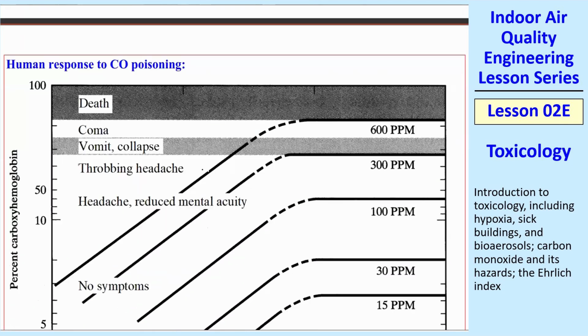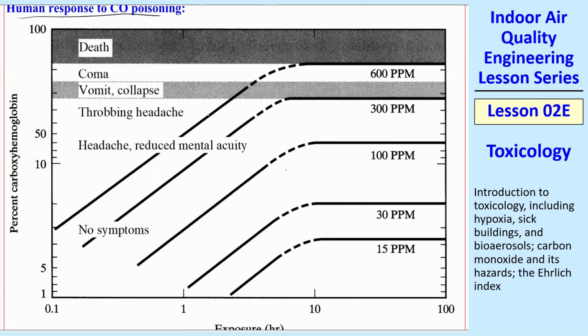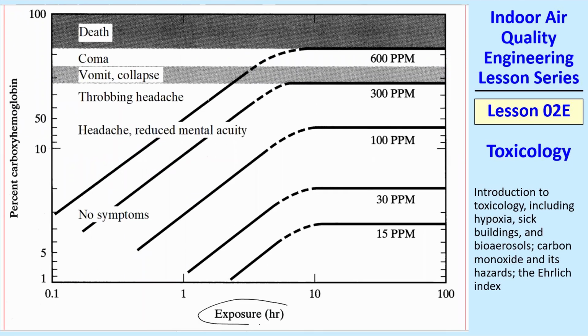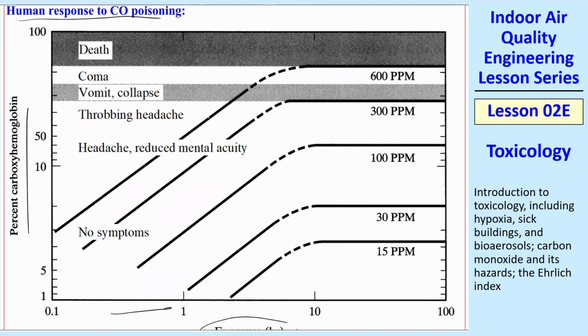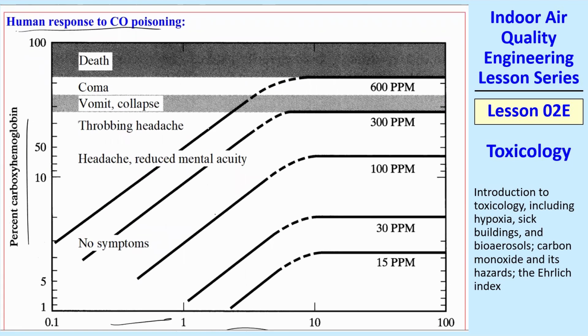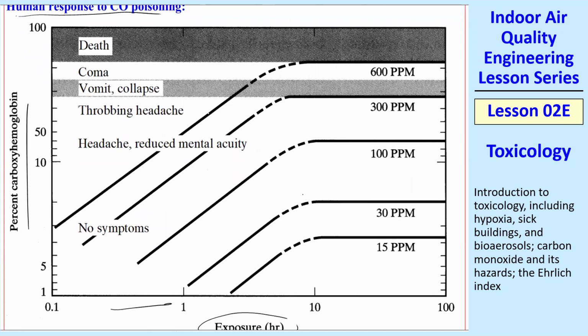There's a plot in the book of the human response to CO poisoning, so I wanted to look at this quickly. Here's exposure in hours on a log scale, and then the percent of carboxyhemoglobin, which is what I talked about: hemoglobin that has latched onto carbon monoxide instead of oxygen. So let's look at these different levels. These are in parts per million, so 15, 30, 100. If you have low levels of CO, up to about 100 ppm, it's really no problem with toxicity. Once you start getting up to 300 ppm, you'll have a throbbing headache and maybe some vomiting, but you have to be exposed for a certain time and at certain levels.